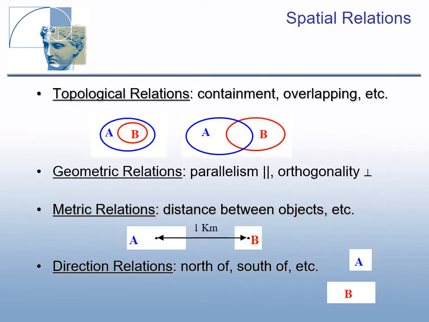There are 4 groups of spatial relations. First, topological relations such as containment and overlapping. The next group is geometric relations, with parallelism and orthogonality. One more group is metric relations, which contain the distance between objects. And finally, the direction relations, with north of, south of, and so on. Now we will consider all these groups.